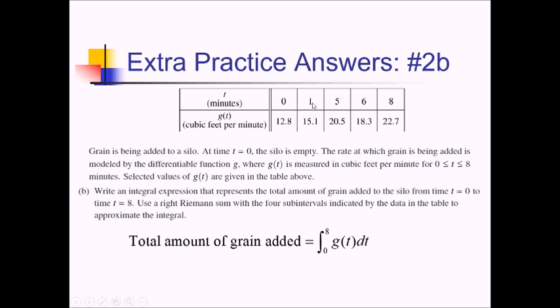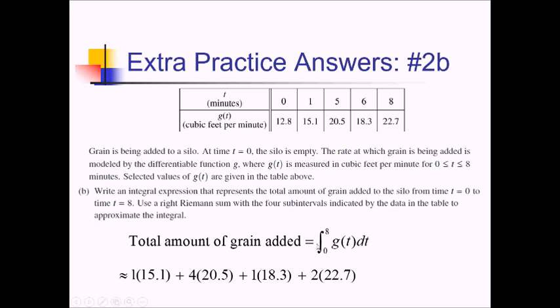So we have a base of 1 times a height of 15.1. For the next rectangle, we have a base of 4 from 1 to 5 times a height of 20.5. After that, base of 1 times a height of 18.3. And finally, a base of 2 multiplied by a height of 22.7.